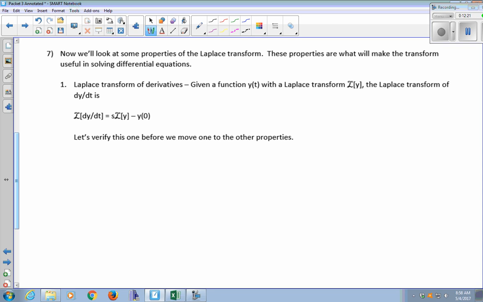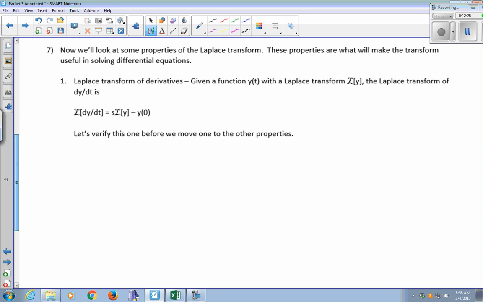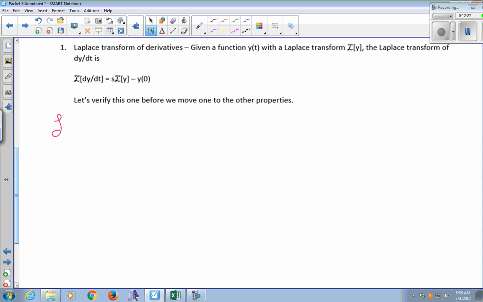So I want to verify this one before we go on to the other properties. It's a really important one. So I want to take the Laplace transform of y prime. Right here I wrote it as dy/dt. Now I'm writing it as y prime, same thing. So I'm going to use the definition. This is the integral from 0 to infinity of dy/dt times e to the negative st dt.